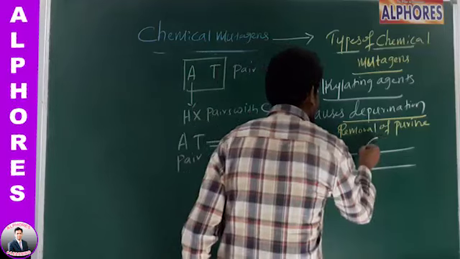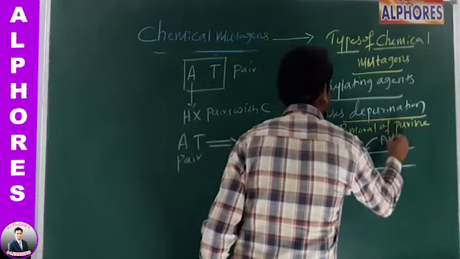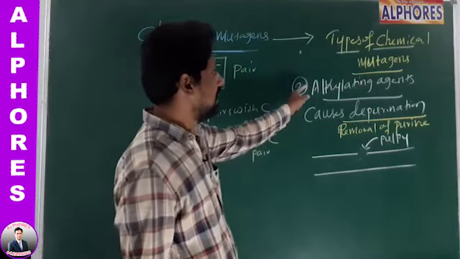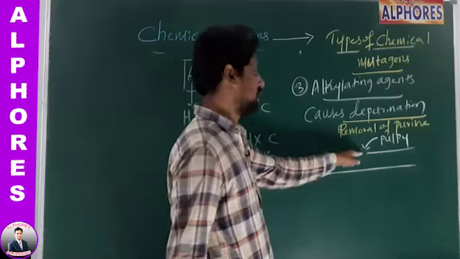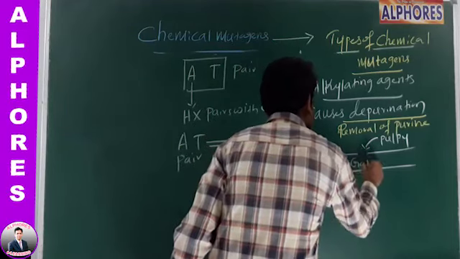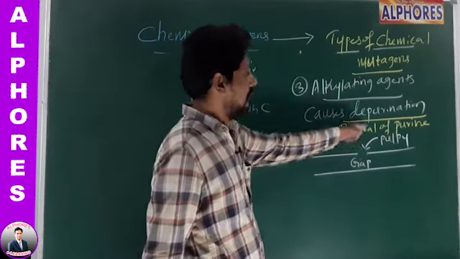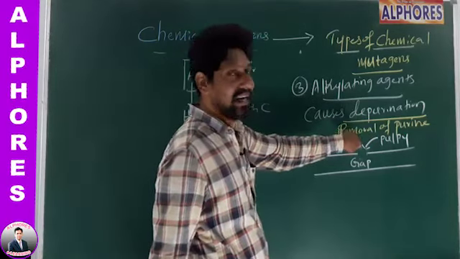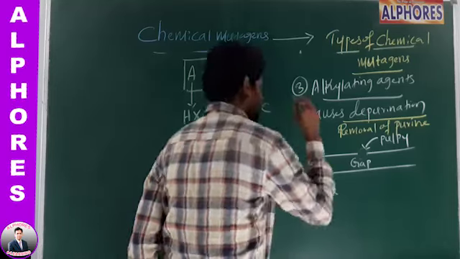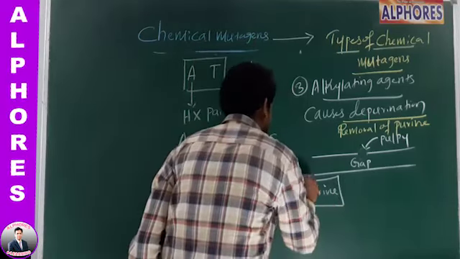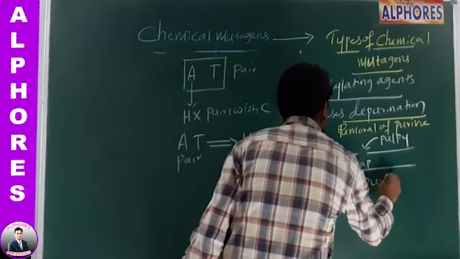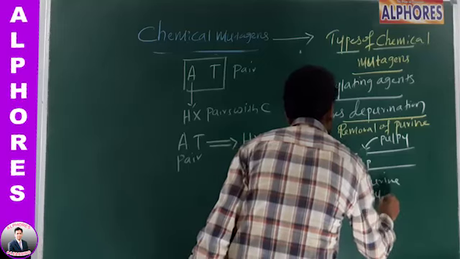This gap is filled either by using a purine or by using a pyrimidine. Is this statement okay? Alkylating agents cause depurination, which means removal of the purine. If purine is removed, a gap is formed. How is this gap filled? Either by adding purine or by adding pyrimidine. Actually, there was a purine, but now this purine is removed, and another purine or another pyrimidine is placed there.